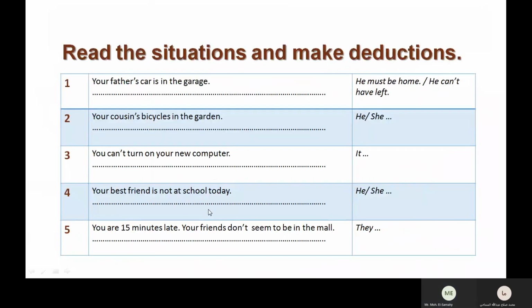Okay, now we are going to answer this question together. Read the situations and make deductions. Your father's car is in the garage. He must be home. He can't have left. We can use those sentences in order to change this question. We are going to answer this together in the student book, page 4.